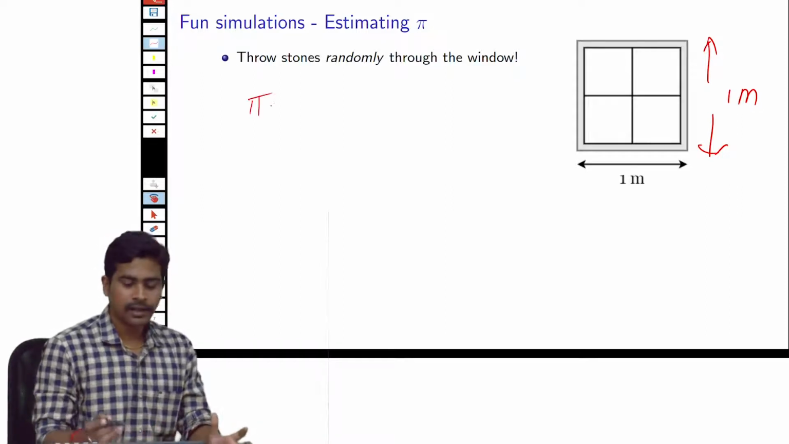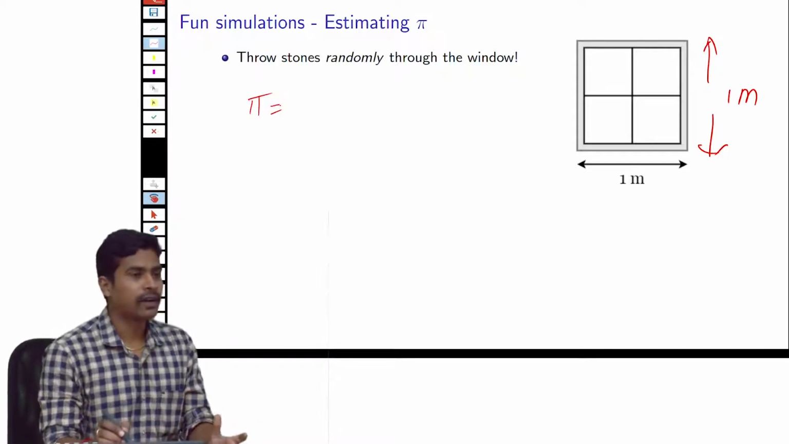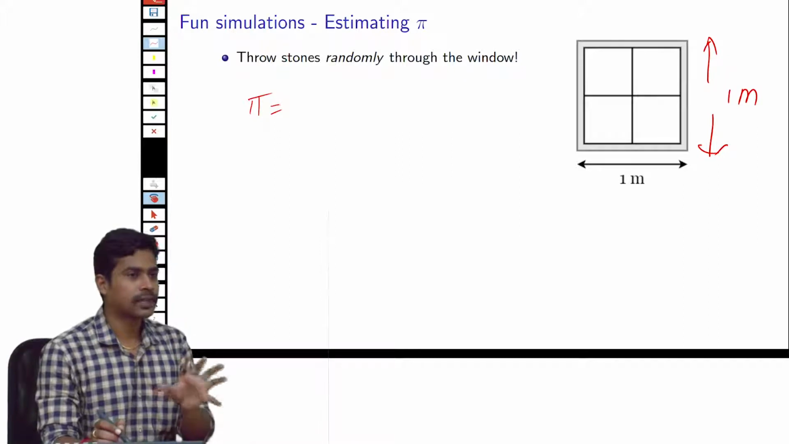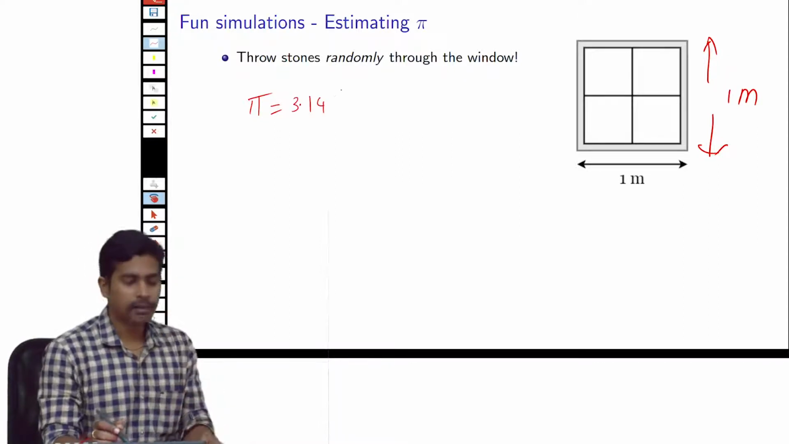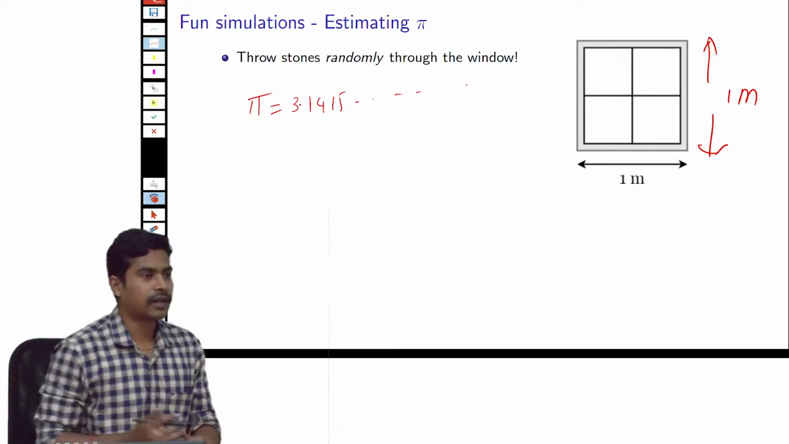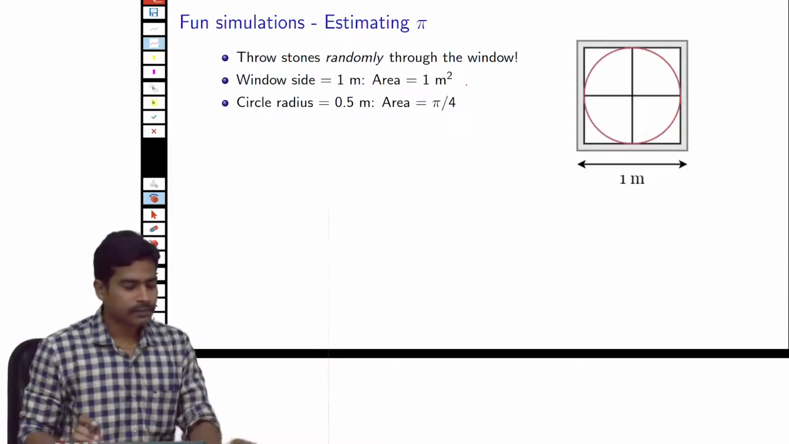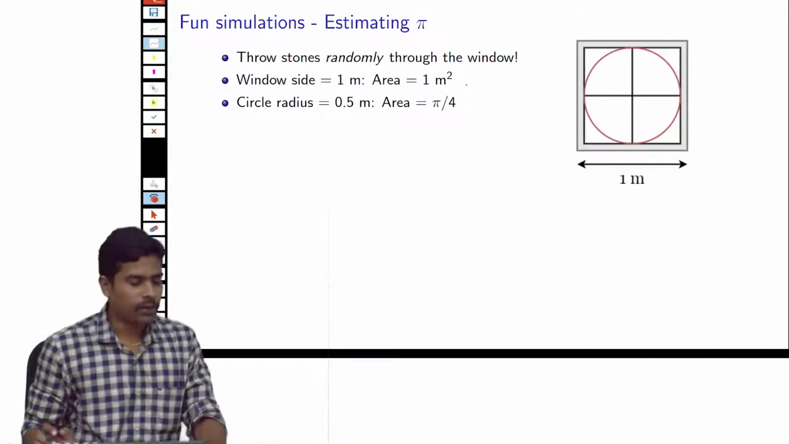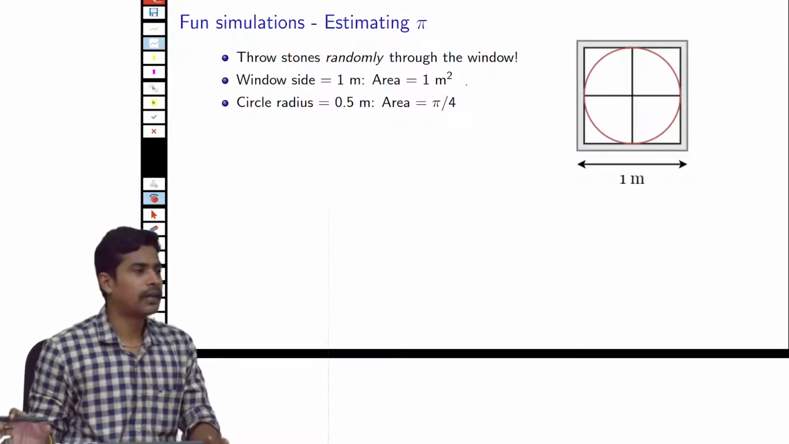We know pi is the ratio of a circle's circumference to its diameter, and pi is also an irrational number. The value of pi is given by 3.1415 and a lot of decimal places. So now let's see how this simulation is going to give us the value of pi.